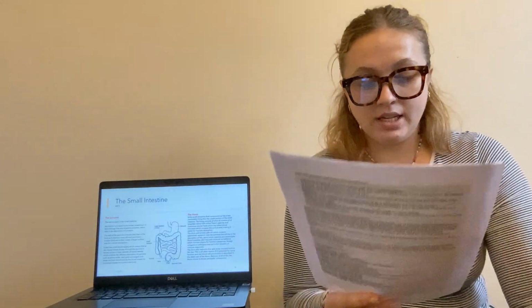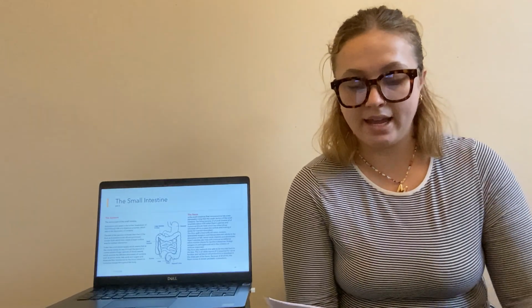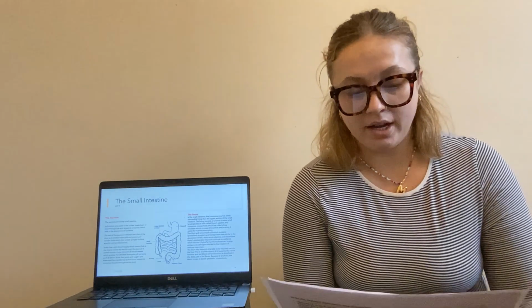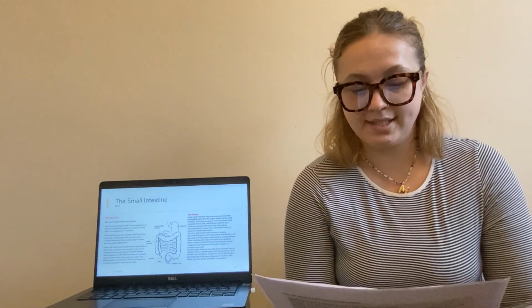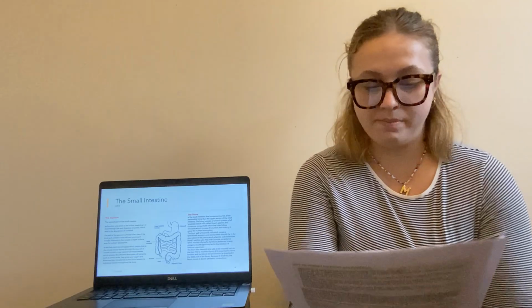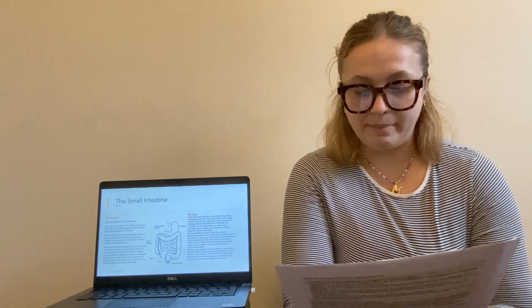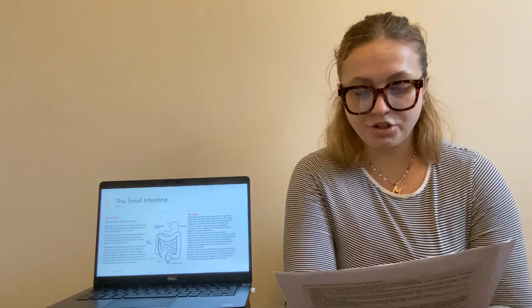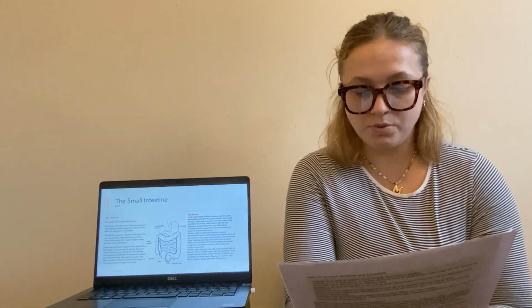The jejunum is the second part of the small intestine, and its function is to assist in the further breakdown of food through bile and digestive enzymes, which aids in the absorption of nutrients. The wall of the jejunum is thicker than that of the ileum, as it contains more villi and prominent circular folds, which create a larger surface area for nutrient absorption.